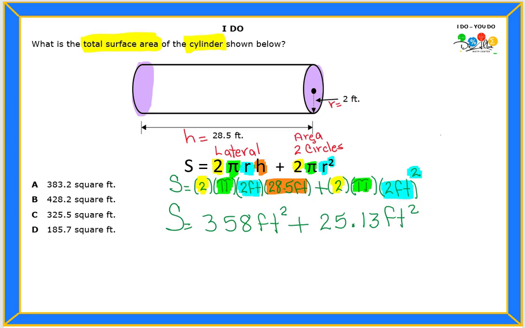Okay? If I add up my numbers, I am going to get 383.2. Okay, so look at the answer choices and see if you can find the one that goes with this one. Okay, so I got 383.2. Remember, this is area, so the units are square feet, right? So look at that answer, and I hope that by now you found it. And yes, the answer is letter A for us in here. And remember, this is the total surface area.